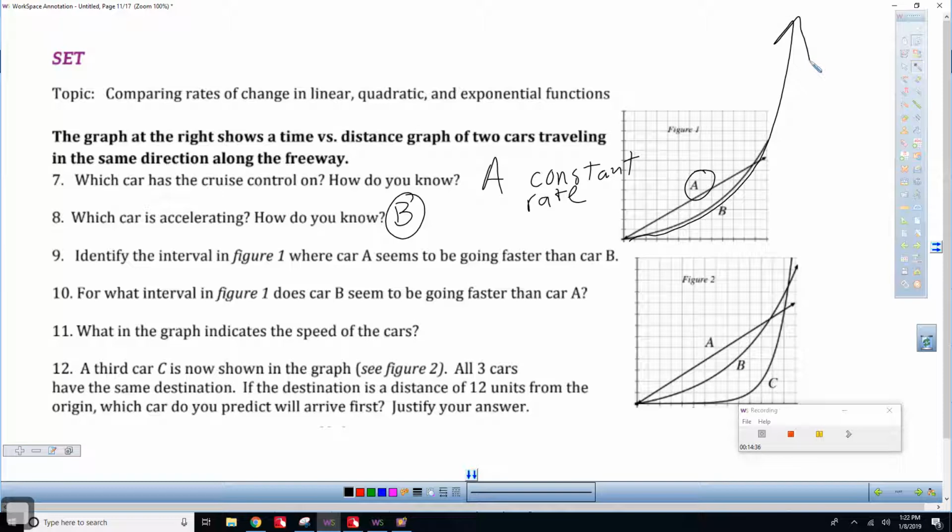Okay. Identify the interval in figure 1 where car A seems to be going faster than car B. Well, that's from here to here, right? And so that's like right around there. So if these are 1 unit, it's 1, 2, 3, 4, 5, 6, 7, 8, 9, 10, 11 and a half. So as x goes, that should be a bracket.